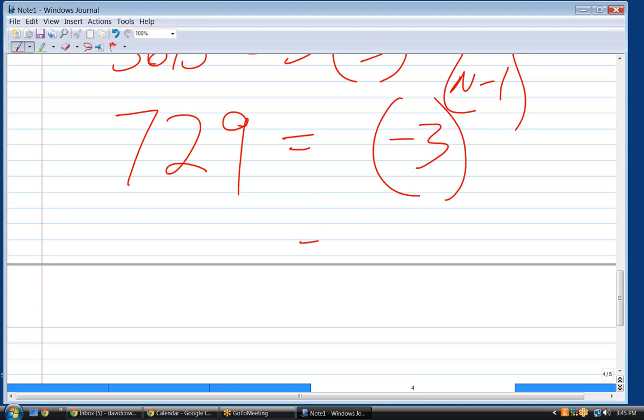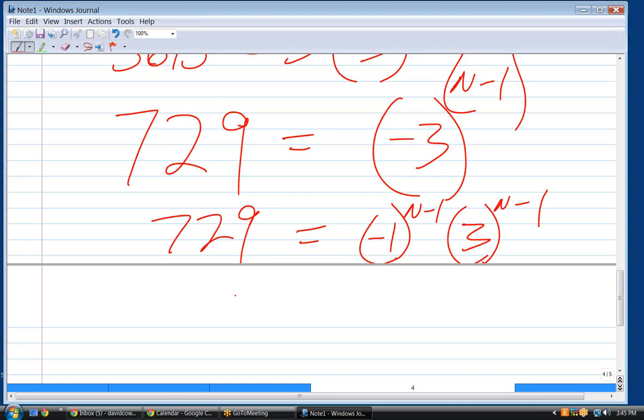I can break the -3 up into a -1 to the n minus 1, and then a 3 to the n minus 1, so I can do that. That's equal to 729. But then what I do from there, I'm not sure. You can't just do negative log of 3. If you take the log of both sides, you're going to end up with a negative number inside the argument of the log. And you can't do that.